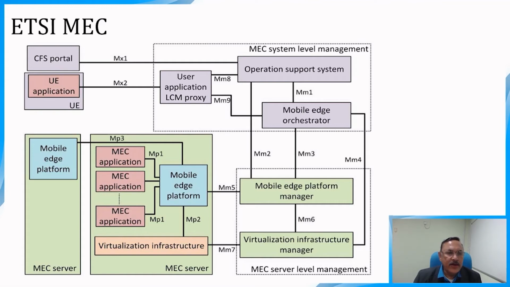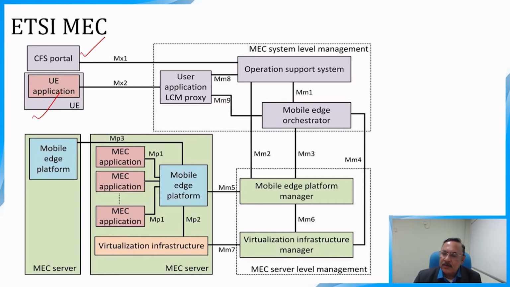Now, the next particular architecture of MEC is proposed by ETSI, which is currently involved in the standardization activities in order to integrate MEC into the mobile network. So, MEC can be exploited either by a UE application located directly in the UE or by third party customers via the customer facing service, CFS. Both the UE and CFS portal interact with the MEC system through a MEC system level management.